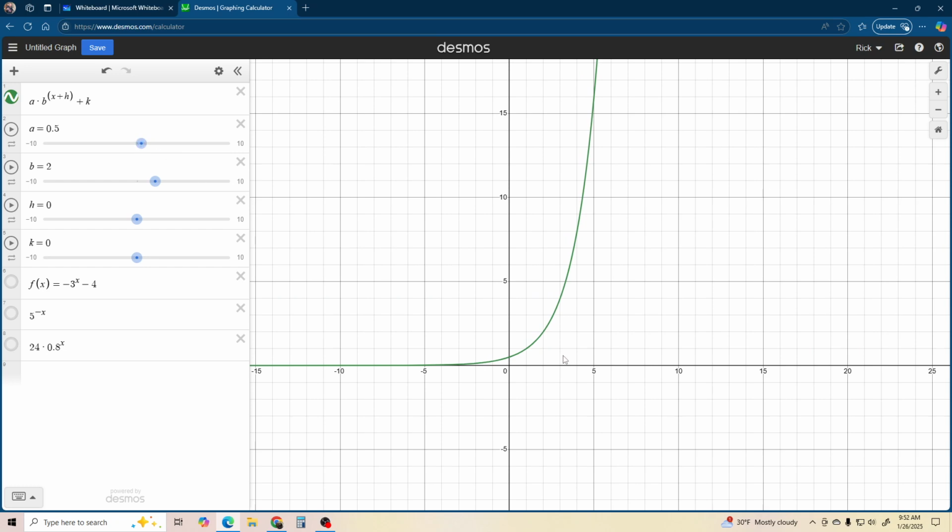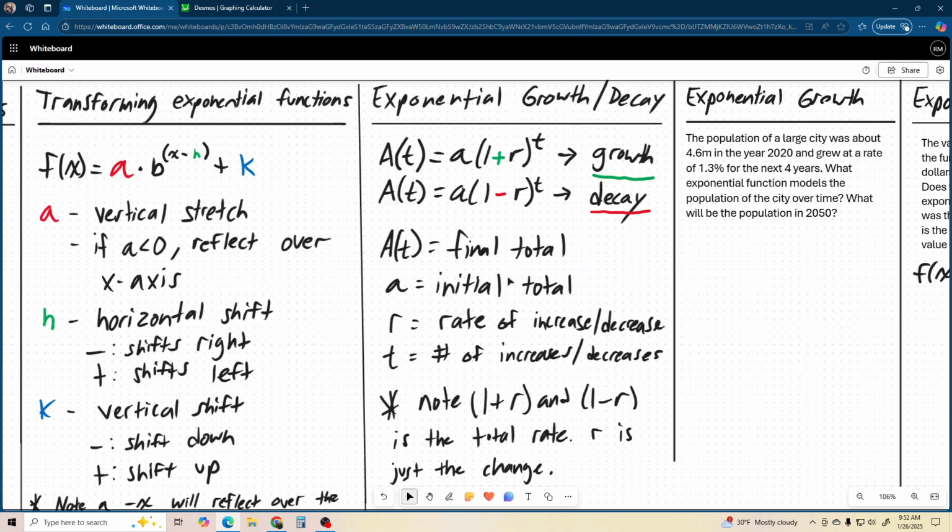If we have it at like 0.5, you notice it's going to go up less quickly. So remember at 1, 3 was 8. Now 3 is 4. So it's going up half as fast, at least at that point. It'll go half as fast, but at an exponential pace as it goes up. Okay, so that's a. We flipped it, we increased it, we decreased it. That's everything that a can do.